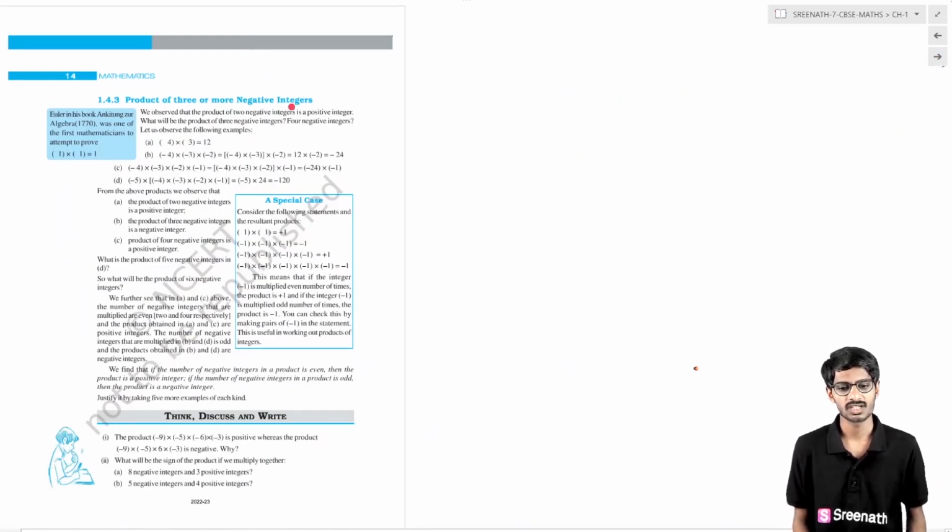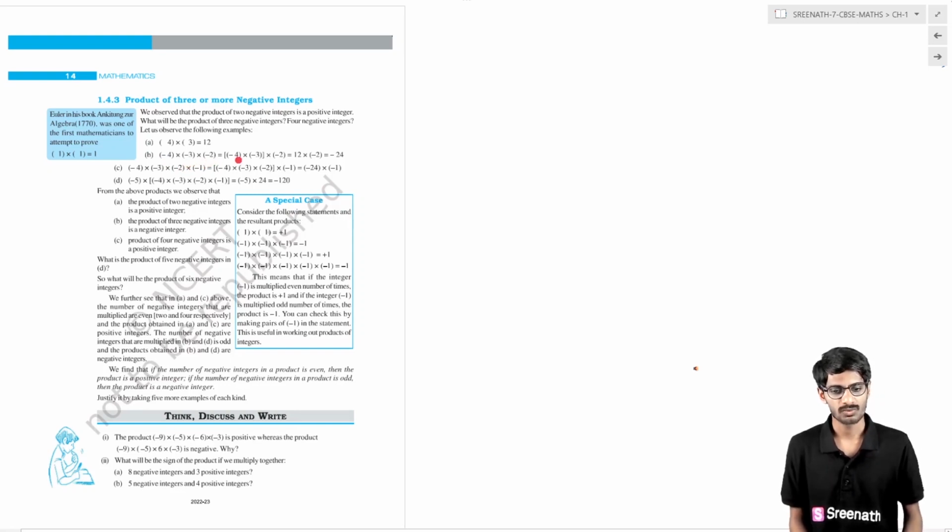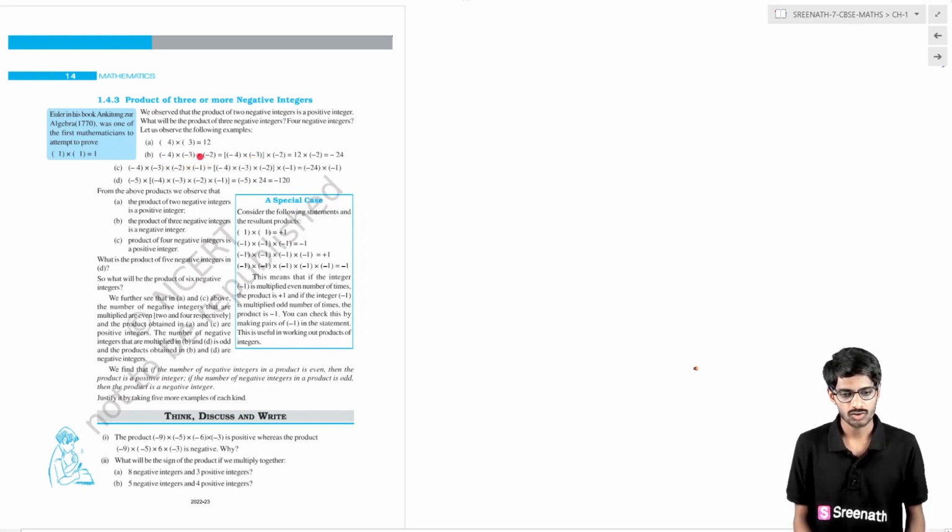Now, the product of three or more negative integers. What happens when you multiply three negative integers or four negative integers? Here we have multiplied three negative integers: minus 4 into minus 3 into minus 2. First we have to multiply these two, and after that we will multiply the result with the remaining number. So first we multiply minus 4 and minus 3.